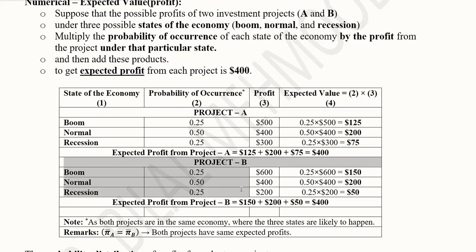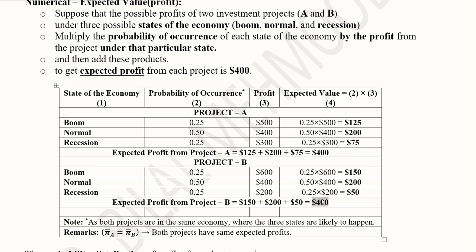So you can replicate the same thing for project B. Here the probabilities are the same, and the reason is simple, because the same economy is being considered, so the probabilities are the same as they are for project A. Now we can simply multiply these two values and get this, and the same with these two values and then this value. These three values can be added in order to get the expected profit from project B. It is also equal to 400.